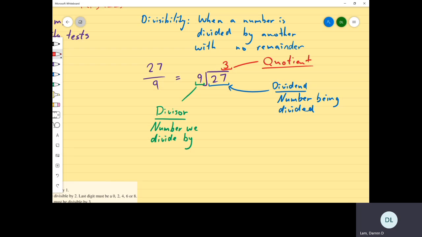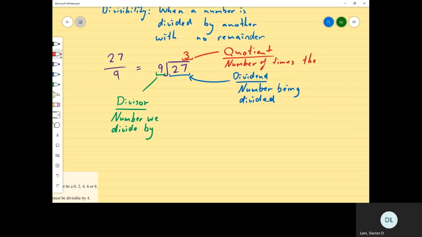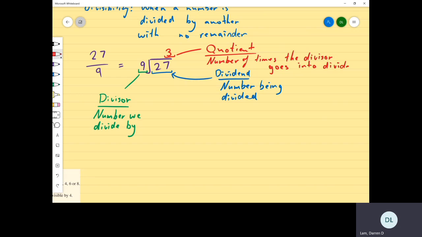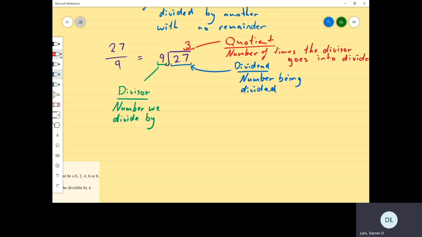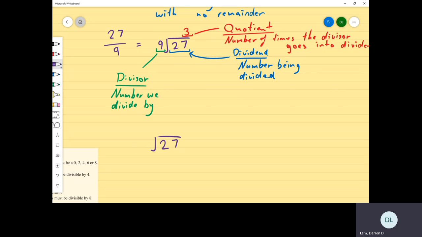So our quotient is the number of times the divisor goes into the dividend. So in this case, the number of times that 9 goes into 27. Pretty easy. Now let's do a different example. So once again, let's use the number 27. And I divide it by, let's say, 4 in this case. So how many times does 4 go into 27?